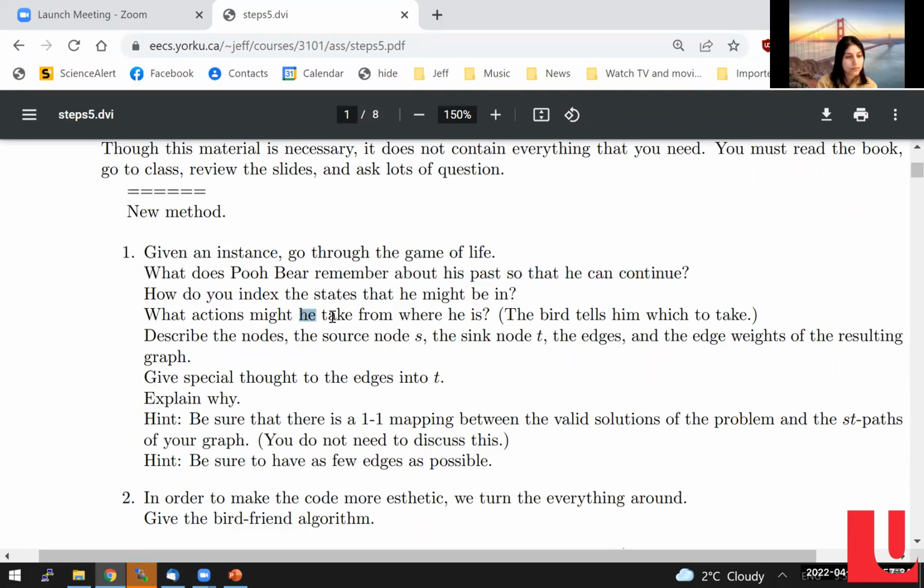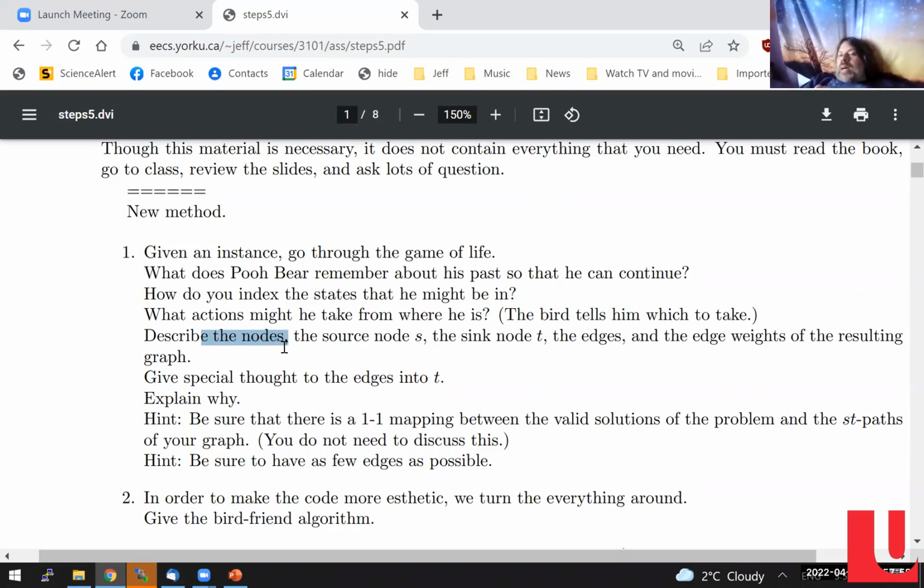So now suppose I'm in a particular state. I have a particular I and a particular V prime. What actions could I take? I'm considering the ith object. I ask the bird, do I put it in? Do I not put it in?